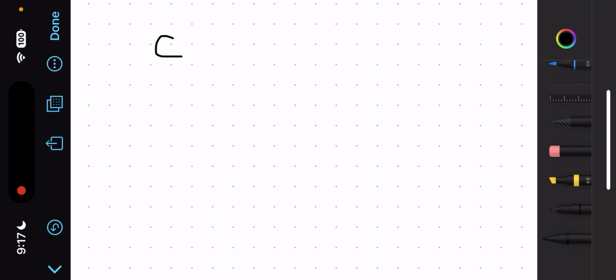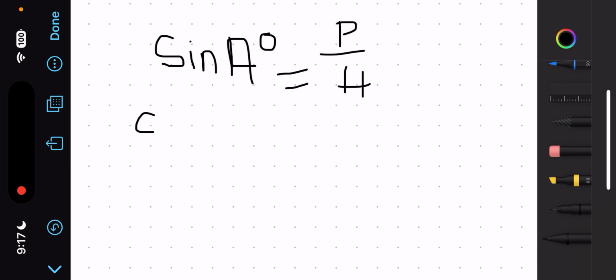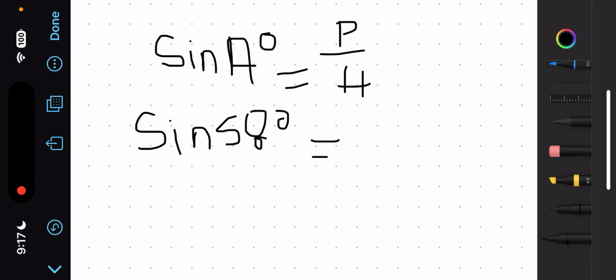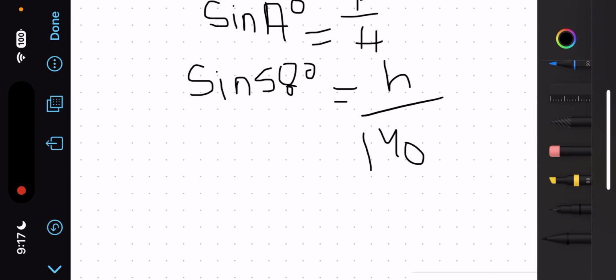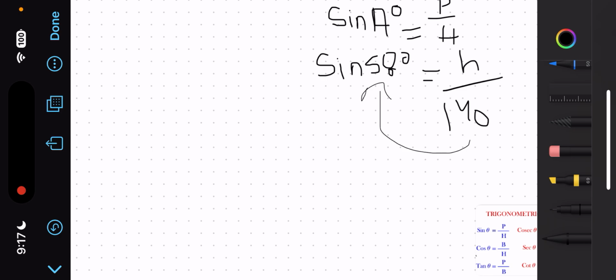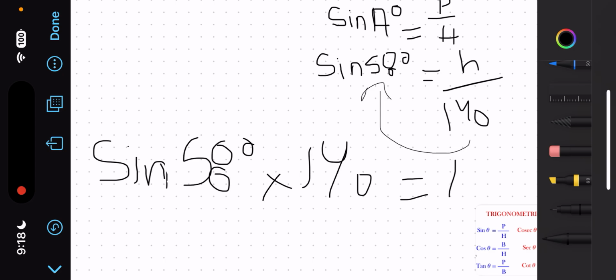First of all, we know the rule: sin A stands for angle, P upon H. Sin 58 degrees is equal to perpendicular. What we have supposed perpendicular? H, correct. Then hypotenuse was 140. This 140 will go here, it will multiply. So sin 58 degrees multiplied by 140 is equal to H.